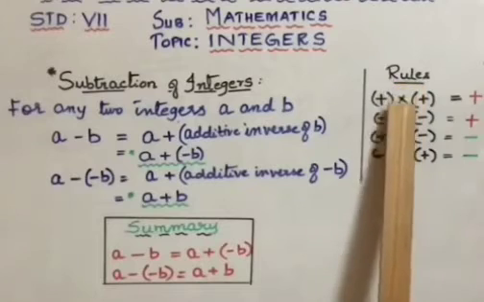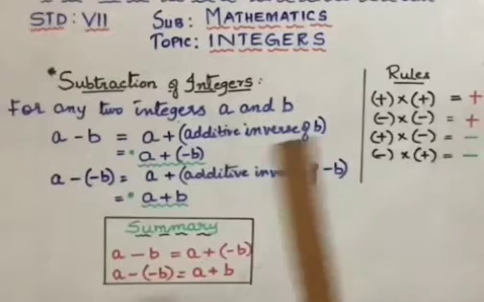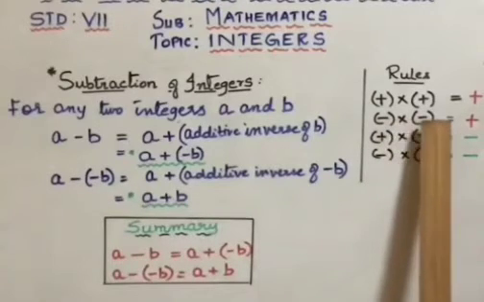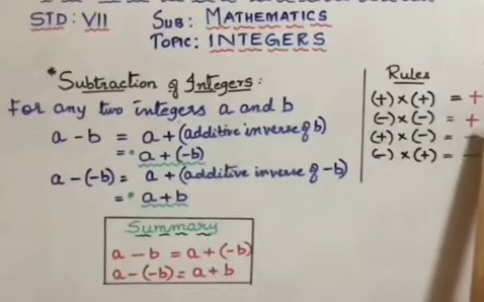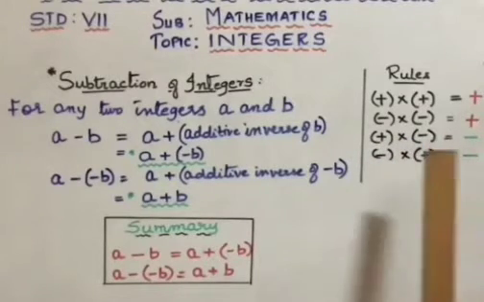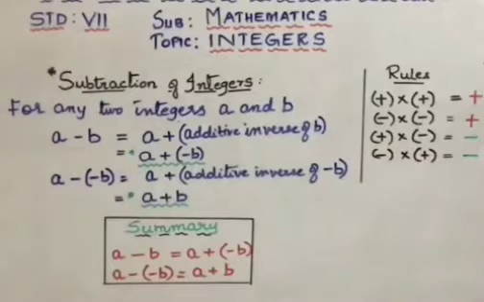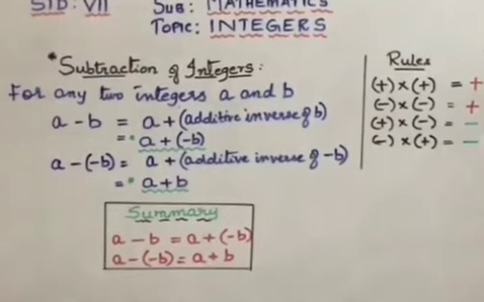Look at this. The rule says plus into plus is plus. Minus into minus is also plus. Plus into minus is minus and minus into plus is minus. What we mean is, I'll explain it with examples. Kindly make a note. I hope till here you all understood, children. So let's give you examples and you will easily understand.